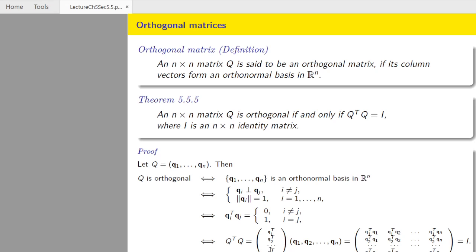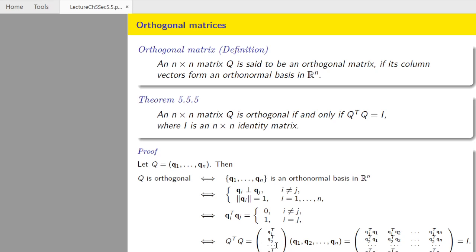Then here we have one matrix and a second matrix. We calculate their product. That should be Q1 transpose times Q1, so we get this term. And then Q1 transpose times Q2, so that's this term. Then Q1 transpose times Qn here, so that's the last term on the first row.